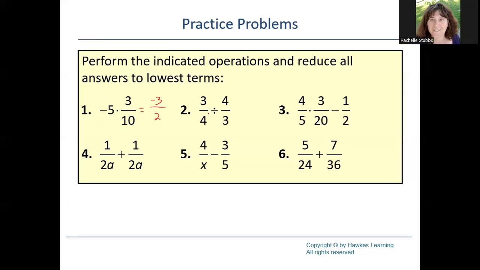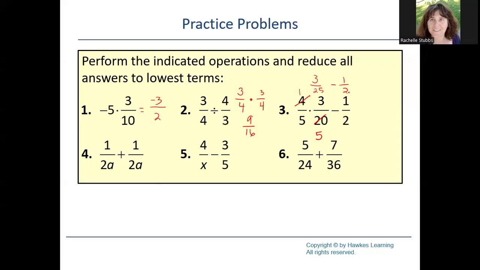All right, over here I'm dividing, so I need to rewrite, flip to multiply, and write the inverse. And that happens to give me 9 over 16, and those do not reduce. Over here, I've got multiply, multiply, and then I'm going to subtract. So let's see if I can do some reducing. 4 and 20 make 5, so the 4 is now a 1. 1 times 3 is 3. 5 times 5 is 25.